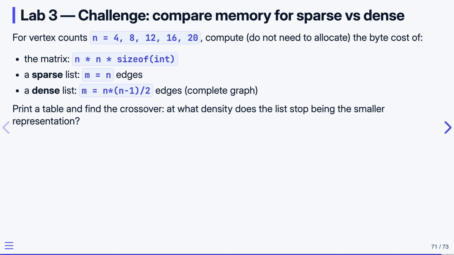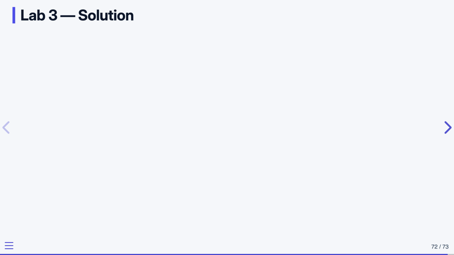Print a table and look for the crossover. At what density does the list stop being the smaller representation? Work out the numbers, and we will check them next. Let's look at the solution. The full program is lab_compare.c. It is just a few lines of arithmetic that we run for each value of n.